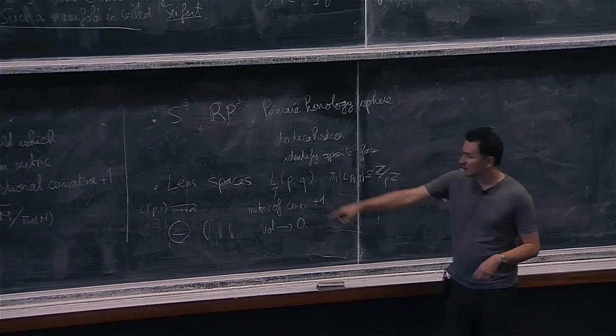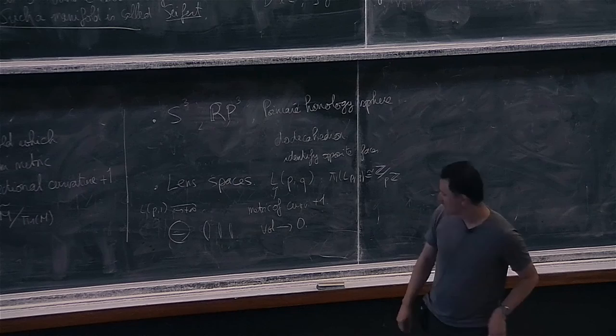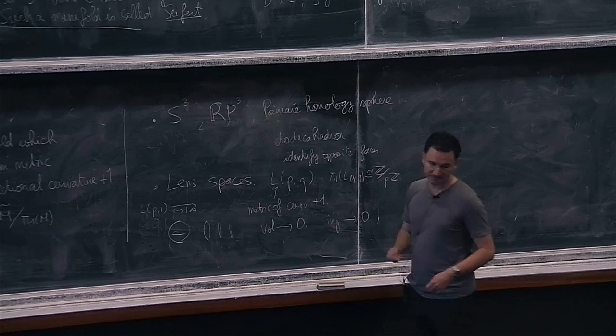And so you can look at Gromov-Hausdorff convergence of this. And also the injectivity radius goes to zero. But the curvature is bounded. It's even constant.